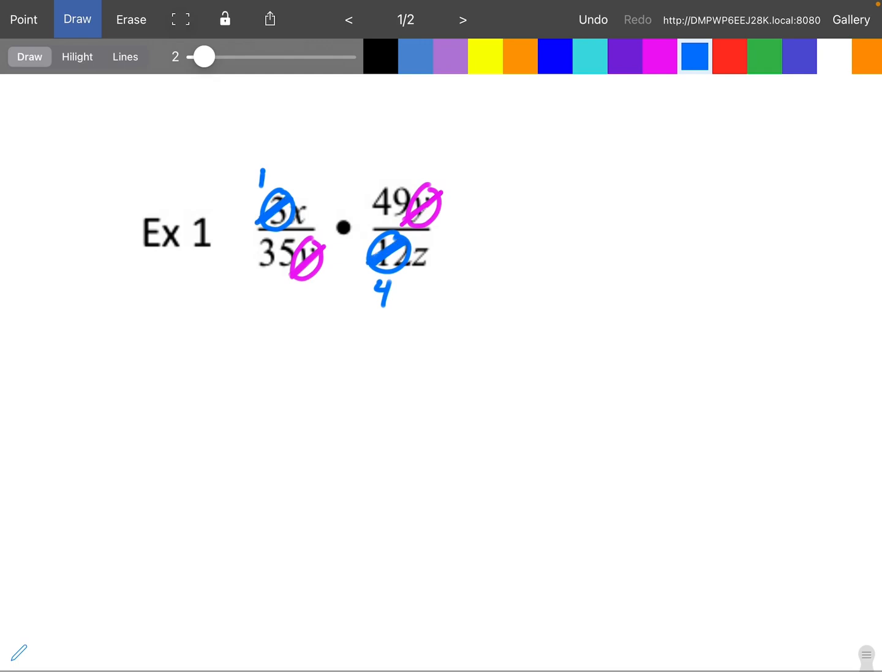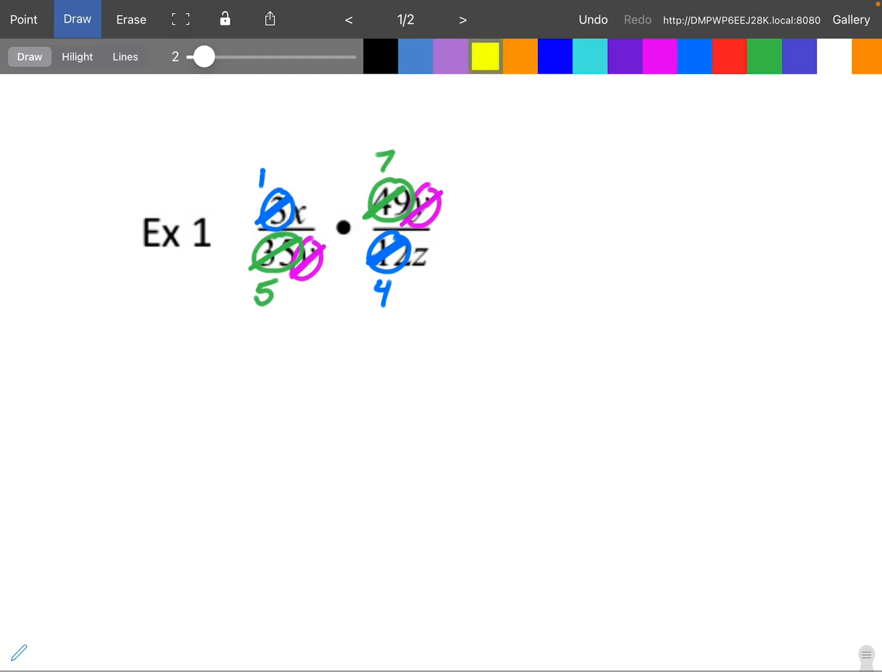So I have simplified those numbers. The old numbers are gone and replaced by those new smaller numbers. Then I see that 49 and 35 can also be divided by the same thing. They can both be divided by 7. So 49 divided by 7 is 7, and then 35 divided by 7 is 5. All right, so I have simplified everything I can.